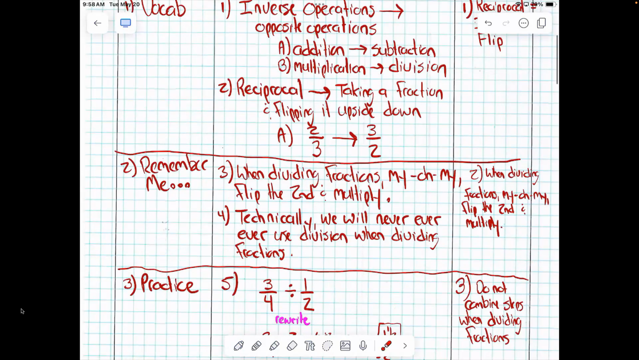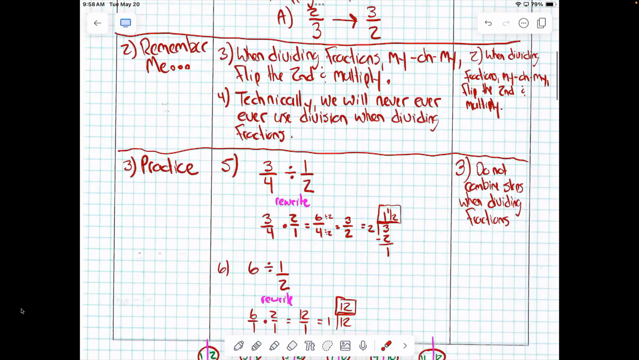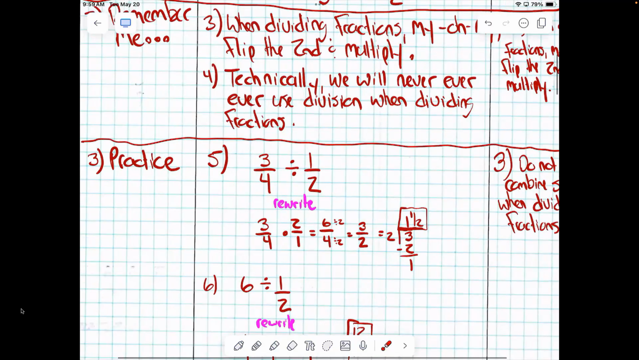All right, when we are dividing fractions, there's something we need to remember to tell us how to solve them. On the count of 3, we're going to read number 3 together. You ready? 1, 2, 3. When dividing fractions, flip the second and multiply. So if you look at question number 5, are we dividing those two fractions? Yes. So 3/4 divided by 1/2. What's this say right here? We're going to rewrite it using that saying. When dividing fractions, flip the second and multiply.